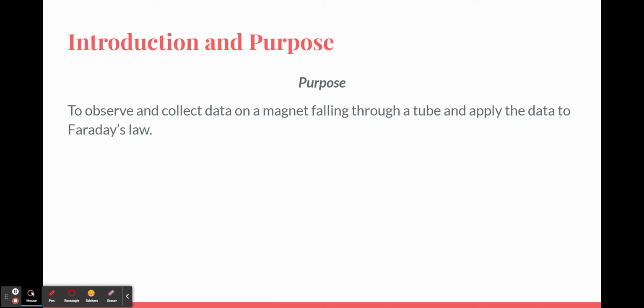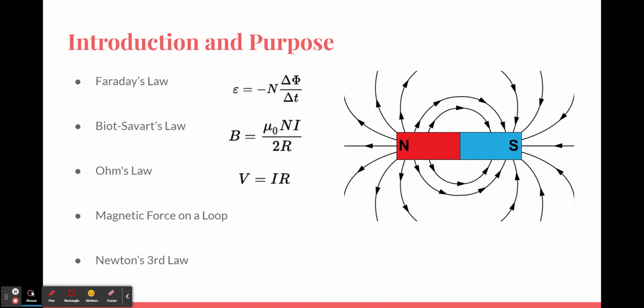So the purpose of this lab is to observe and collect data on a magnet falling through a tube and apply that data to Faraday's law. As you can see here, we'll be using 5 key concepts today. Faraday's law being the first with the formula on the side, the Biot-Savart law being the second with the formula on the side, Ohm's law being the third with the formula on the side, and magnetic force on a loop and Newton's third law being the fourth and fifth.